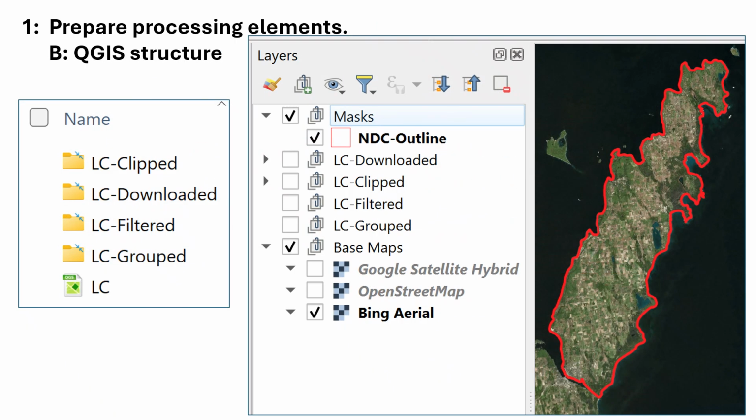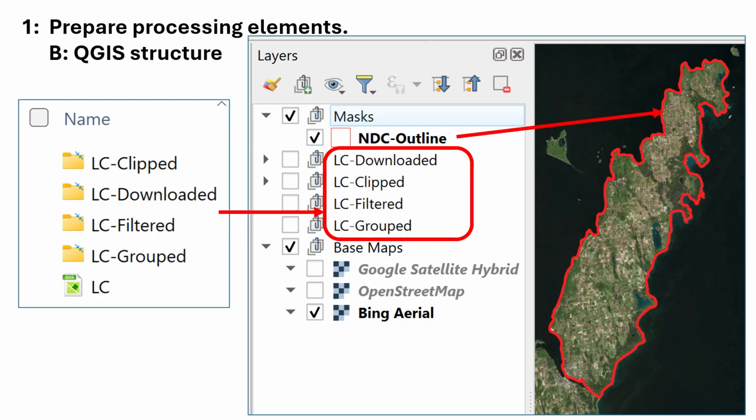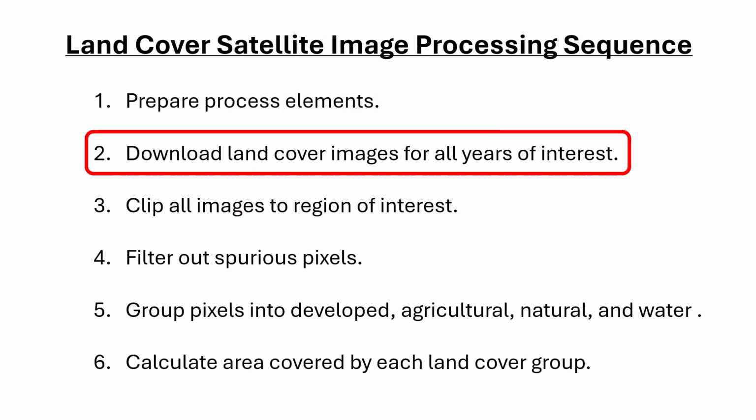Here is our QGIS project, which has groups for the 4 project raster types, a layer for the northern Darke County mask we will be using here, and base maps that we can consult as we execute the process. With that preliminary work done, we can download our land cover images.